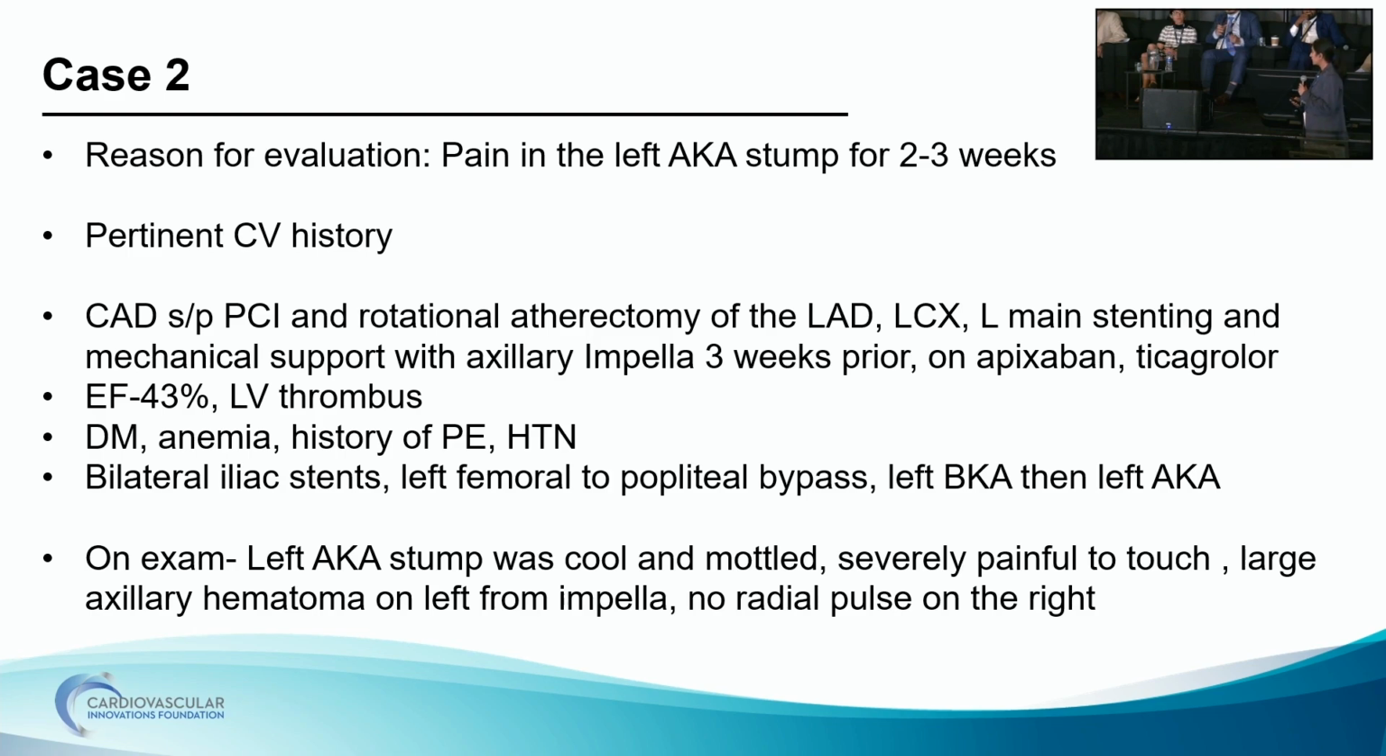So this is a second case. This patient is a 60-year-old who presented with pain in her left AKA stump for 2 to 3 weeks. She had previously, 3 weeks prior, had an Impella-guided PCI of multiple vessels, and she had had an axillary Impella for this. She had left ventricular thrombus and then all the other vascular procedures that were listed. On exam, her left AKA stump was cool and mottled, and it was pretty painful to touch. She also had a large axillary hematoma from her Impella, and she had no radial pulse on the other side.